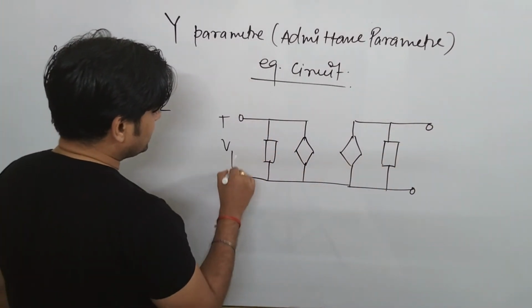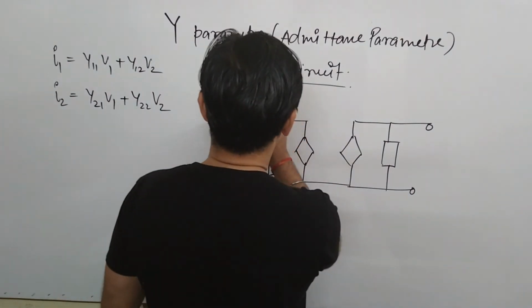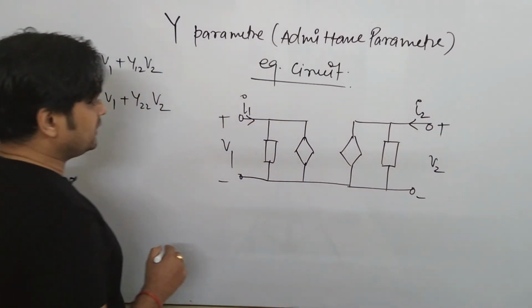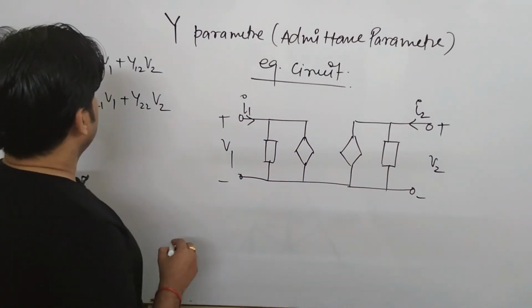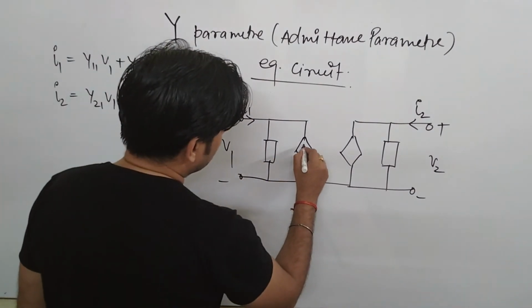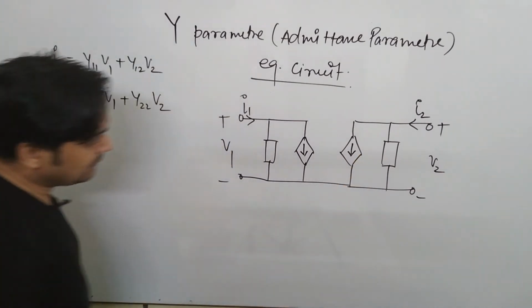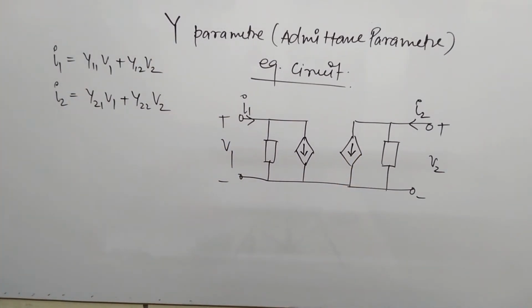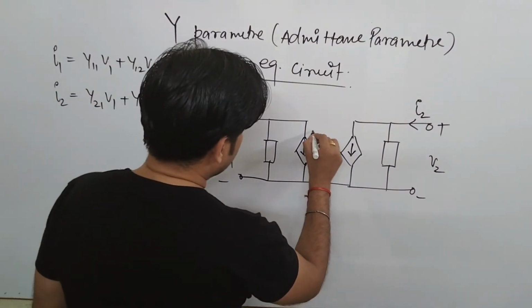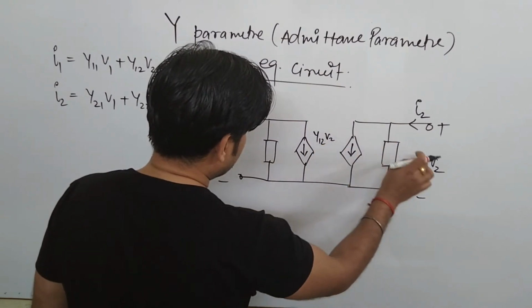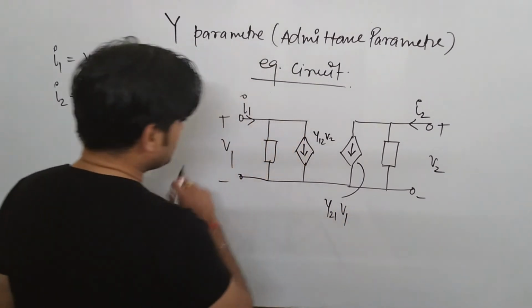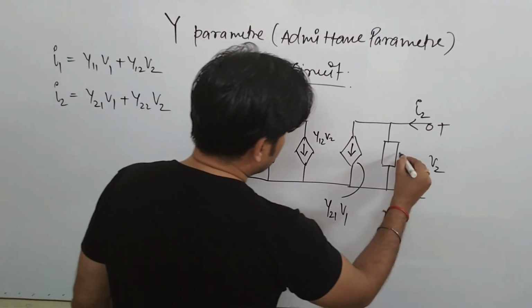This is your voltage V1, this is your current I1, this is your voltage V2, this is your current I2. Now whenever you are talking about the transfer impedance or the transfer admittance, it is in the form of a dependent source, because it is dependent upon this value. Similarly, this is also a dependent source because it depends upon this value. And this is your y11, this is your y22.